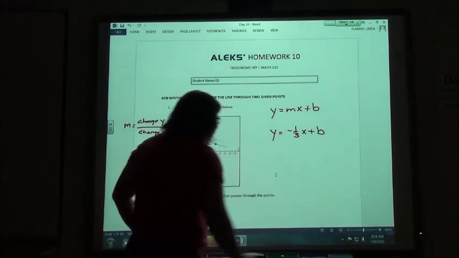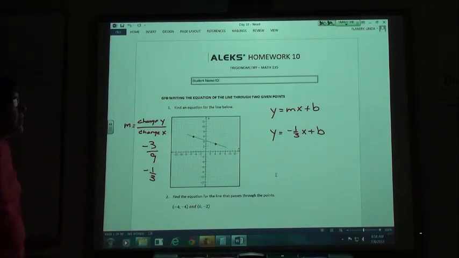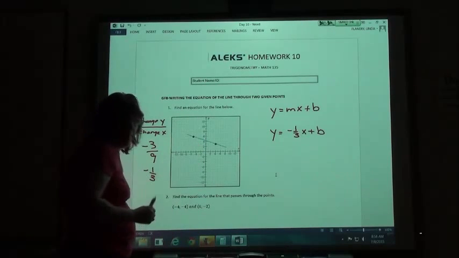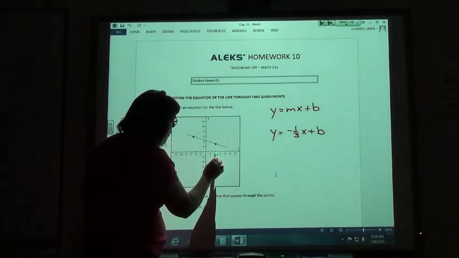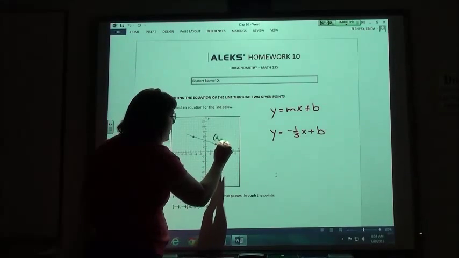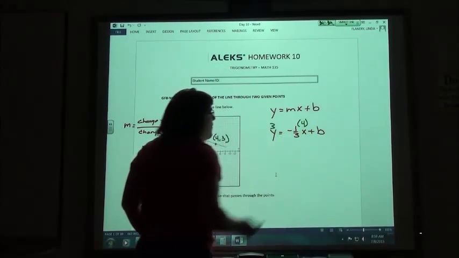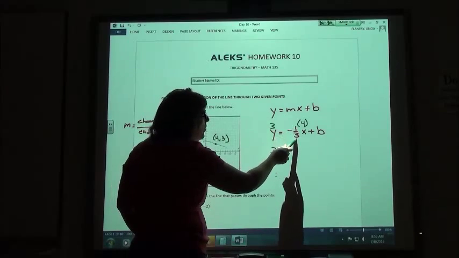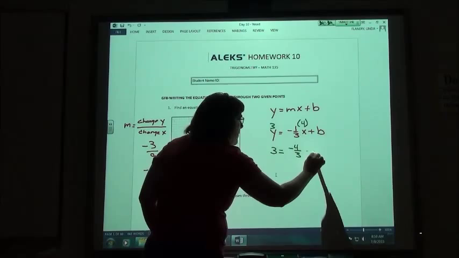What I'm going to do then is use the coordinates of one of those 2 points for my x and my y to find my y-intercept. I can tell it's 4 and something, but I don't know what it exactly is. So this point is at (4, 3). So I'm going to put 4 in for my x, 3 in for my y. 3 then is going to equal, if I take -1/3 times 4, I get -4/3 plus b.